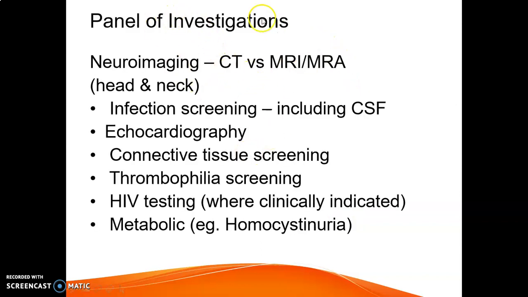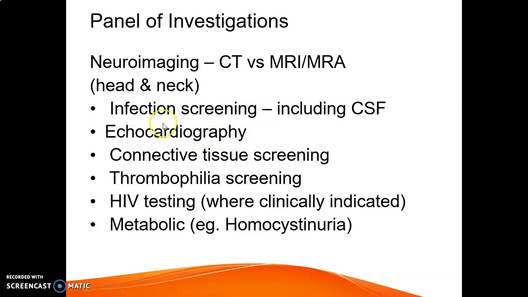So what panel of investigations usually has to be done when somebody has infantile hemiplegia? Neuroimaging, that can be either computerized tomography, that is CT scan, versus the MRI, MRI scan of the head and neck. Infection screening, which is mainly from the CSF, doing a lumbar puncture, taking out the CSF and doing a proper infection screening.